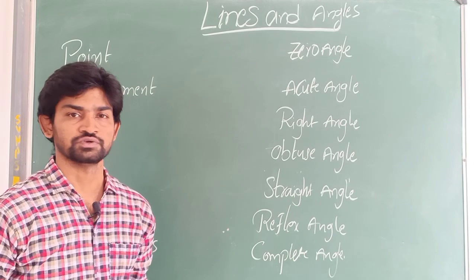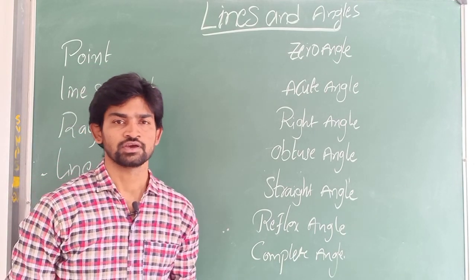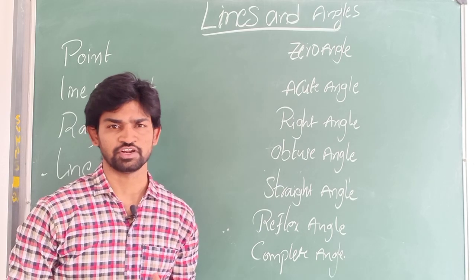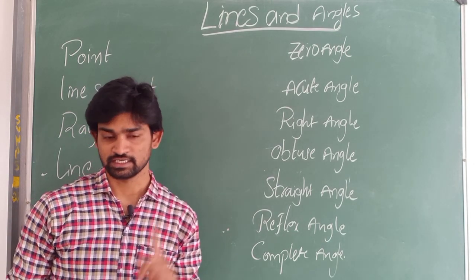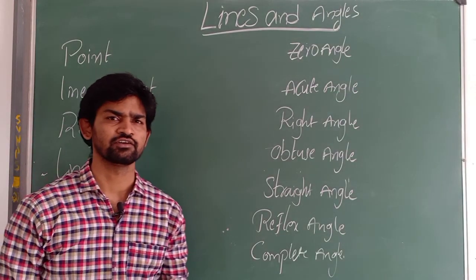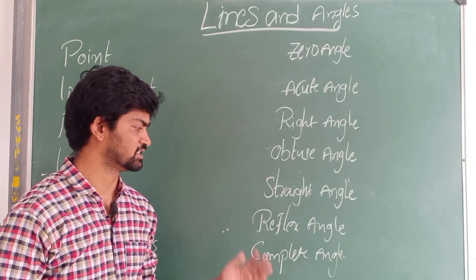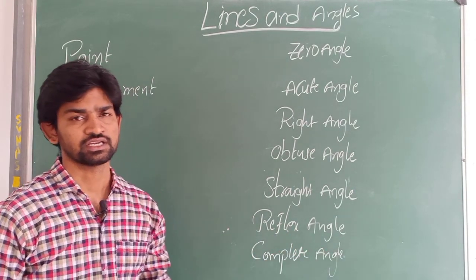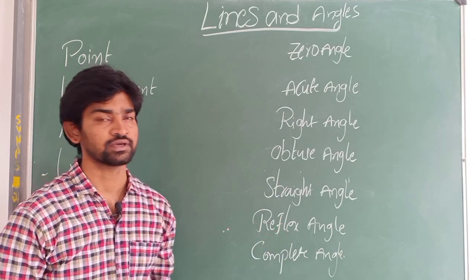Class 9. Today our topic is lines and angles. We'll start this chapter by learning a few basic definitions of geometry. Let us start from point. These we all learned in our previous classes, from 6th class onwards, the basic ideas of geometry. Now let us remember all these things.